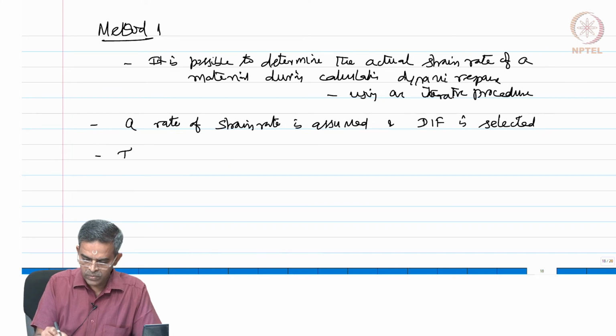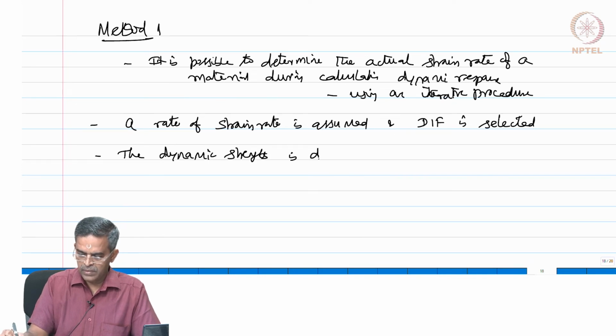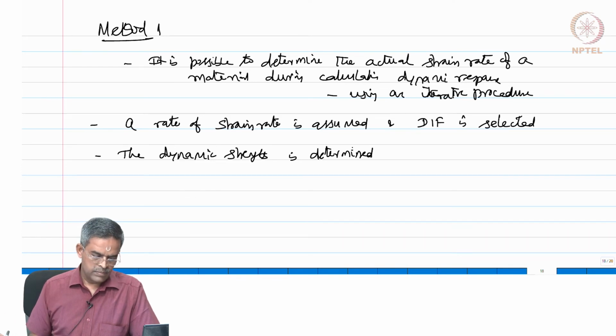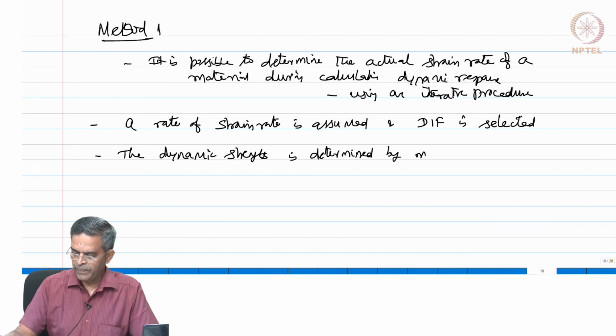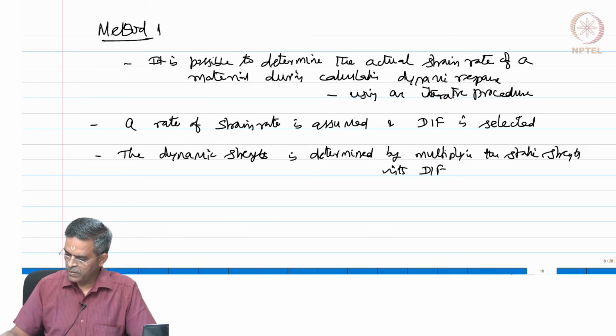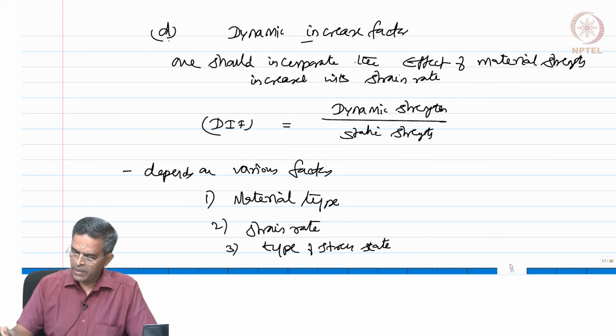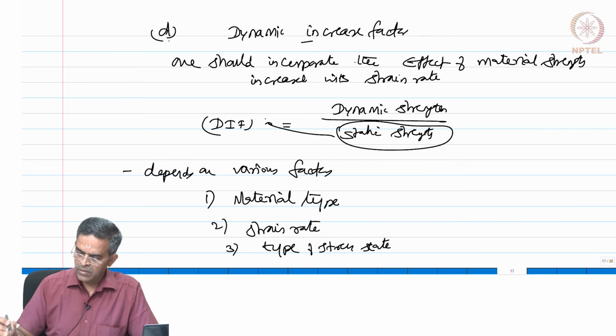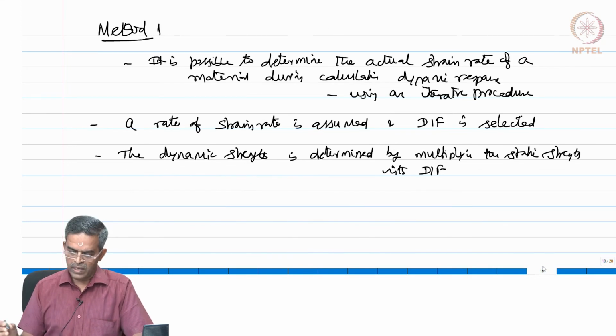Now, the dynamic strength is determined by multiplying the static strength with DIF. We already know the equation, see here. If we know the static strength, we can get the dynamic strength if we know the DIF. So, I get this, okay.